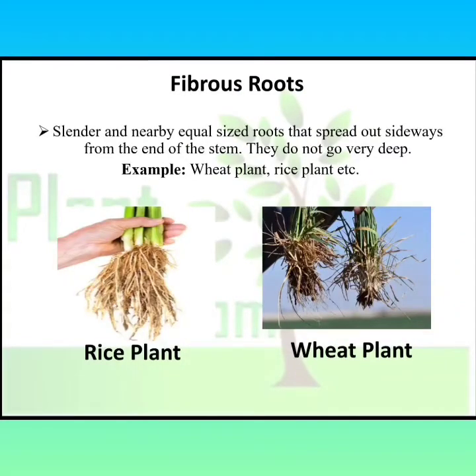Now let's talk about the fibrous roots. Slender and nearly equal sized roots that spread out sideways from the end of the stem. They do not go very deep and they are spread like our hair. The way our hair spreads out, similarly these roots also spread out. They don't have any main root. Example, wheat plant, rice plant, grass, etc.